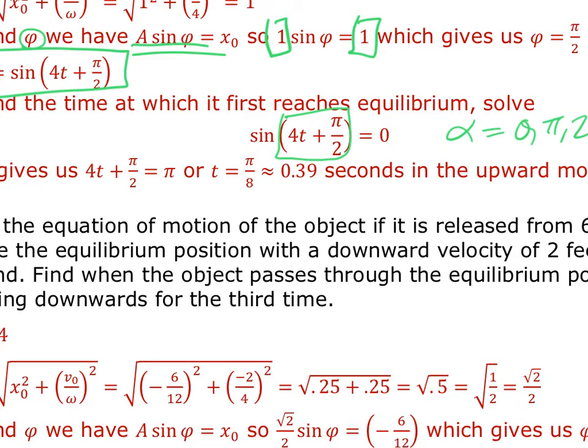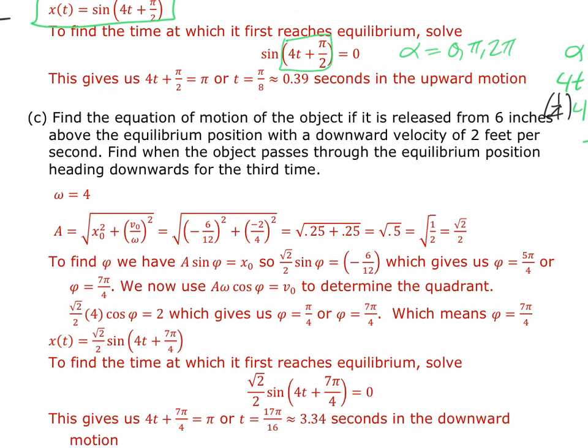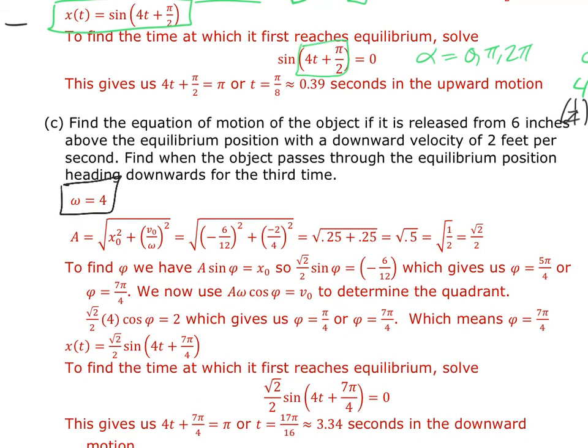So let's take a look at another example here. In this example, we want to find the motion as released 6 inches above the equilibrium position with a downward velocity of 2 feet per second. So the first thing we have to do is find omega. We need that omega so that we can find my amplitude. Once I find my amplitude, like I did before, I use this equation here to figure out what my angle is. It is my amplitude sine phi is equal to negative 6 over 12. Once I do that, I get my angle.